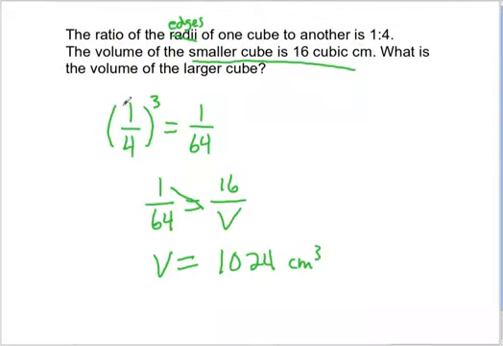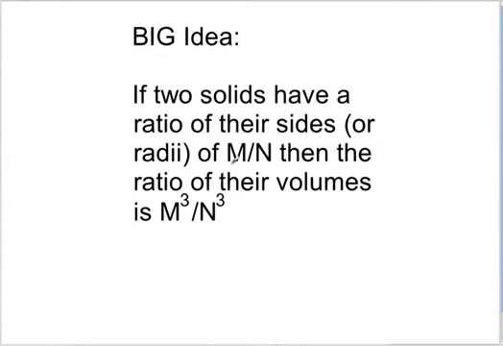So that's an example of how you use this. If you're given the ratio of their sides, you can cube it. That will give you the ratio of their volumes. Alright, let's wrap this up. Here is the big idea. So the big idea is that if the ratio of their sides, or radii if it's a cylinder, is m to n, then the ratio of their volumes is m cubed over n cubed. Cube that ratio to find the ratio of their volumes.